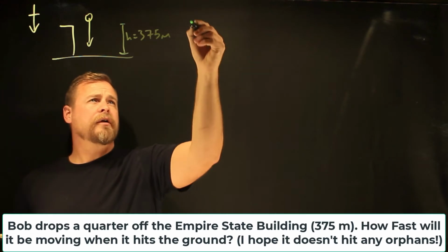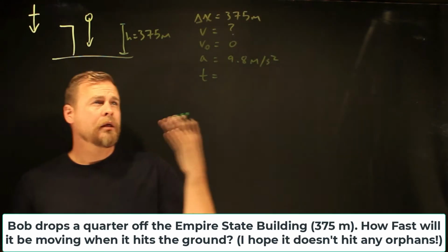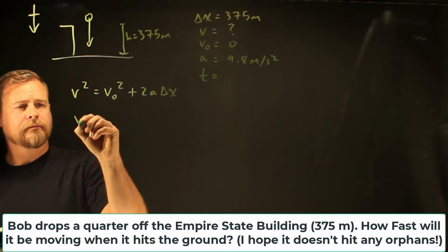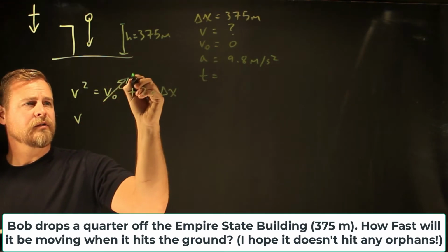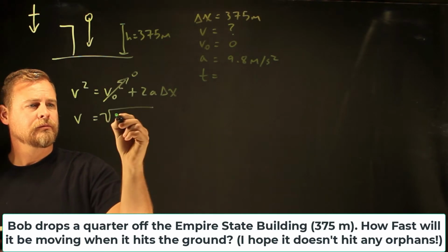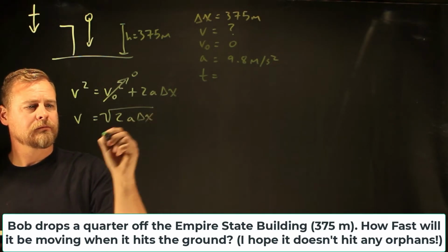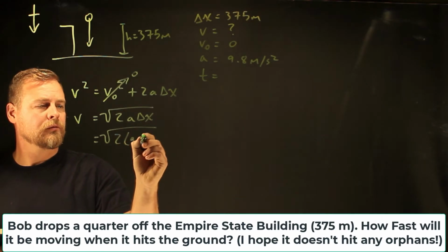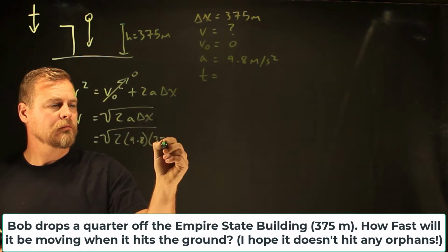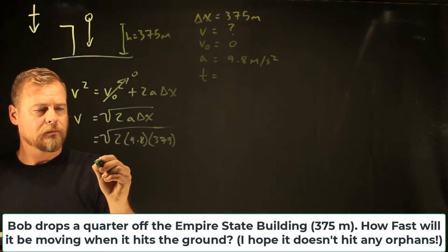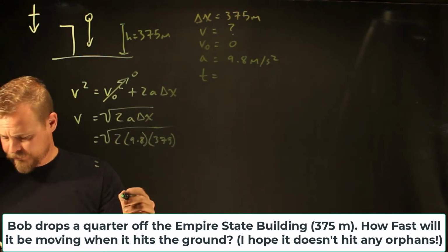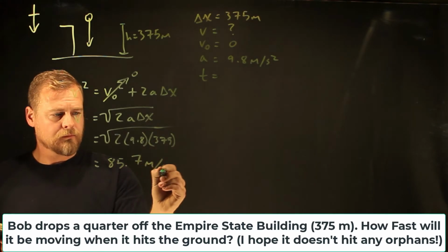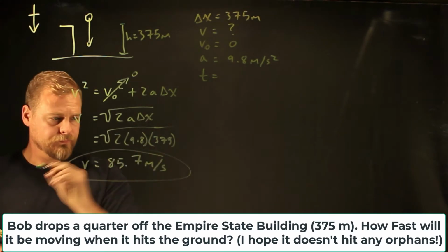Okay, collect my variables. Choose my equation. Solve symbolically. And get rid of my zero terms. Plug in my numbers. Plug it into my calculator.